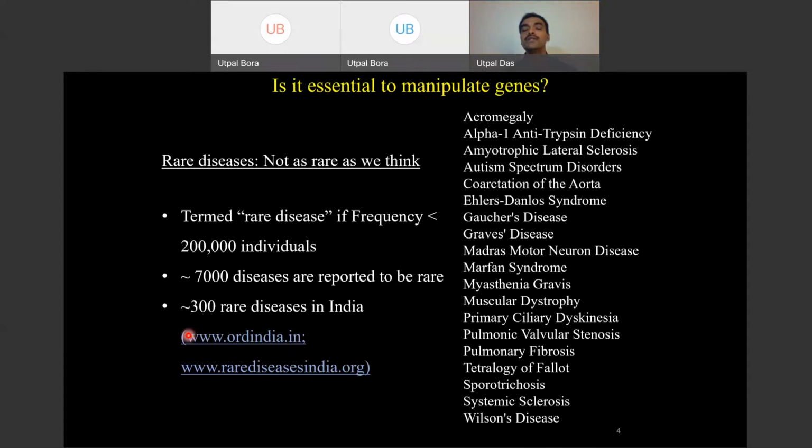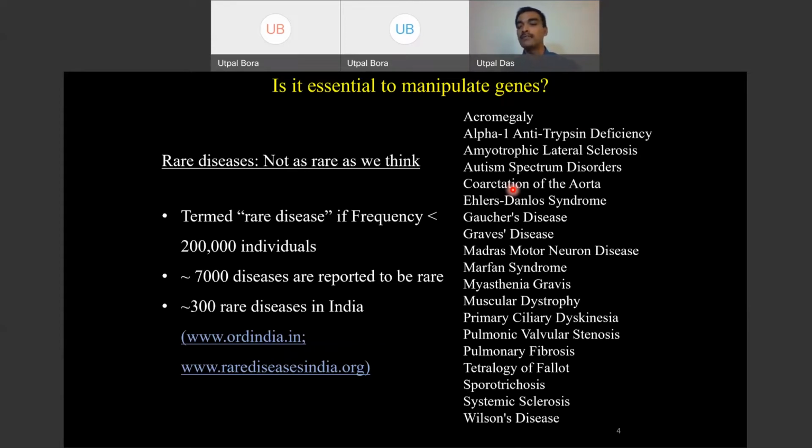So this is just a list of a few rare diseases. Let's say, acromegaly. Acromegaly, we have been hearing this name since our school days probably, or in a class 2 level textbook. It has some issues with fingers, human fingers. Then we have heard about amyotrophic lateral sclerosis, autism spectrum disorders, Graves' disease, which is a kind of immune-related disease.